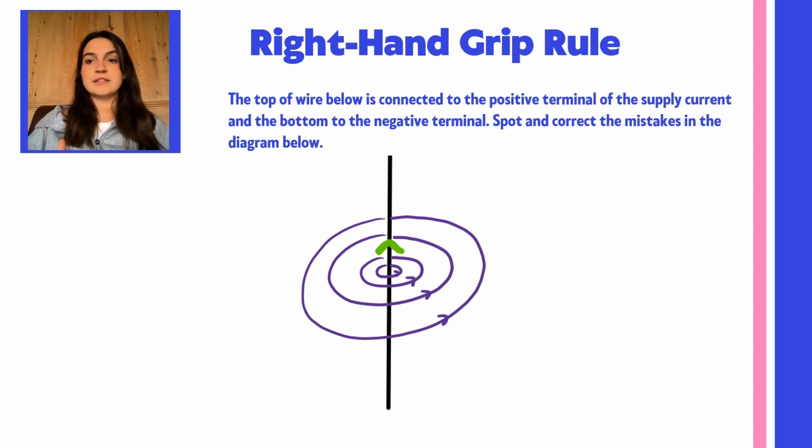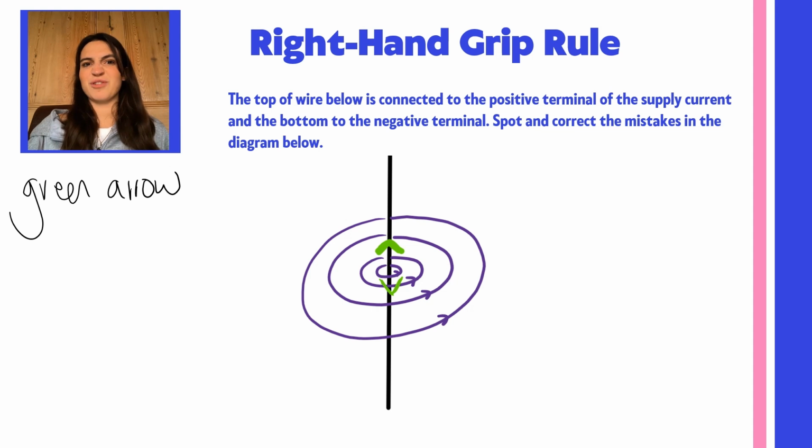Okay, well, first things first, that green arrow there, which is showing me the direction of current, well, current should be flowing from positive to negative. So if the top of my wire was meant to be connected to the positive terminal, then actually that green arrow is the wrong way round. So now I've got it going downwards.